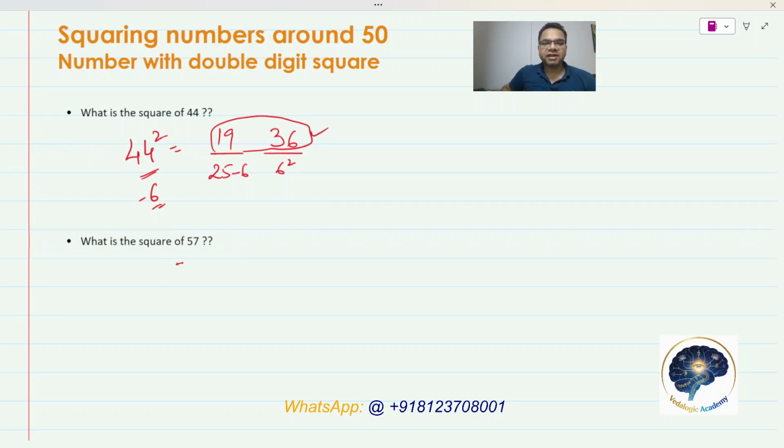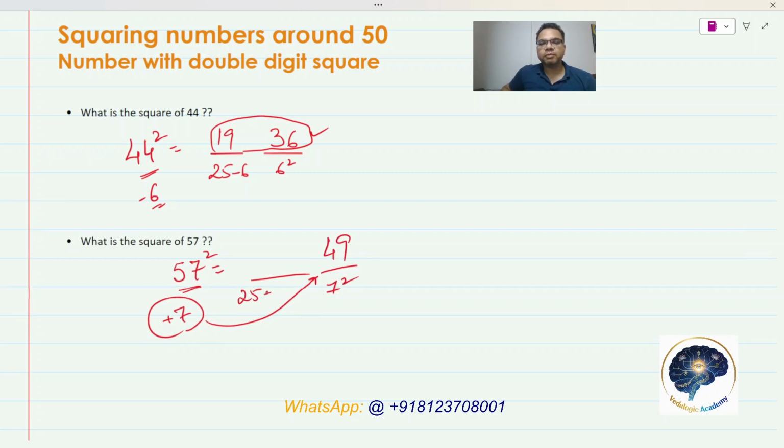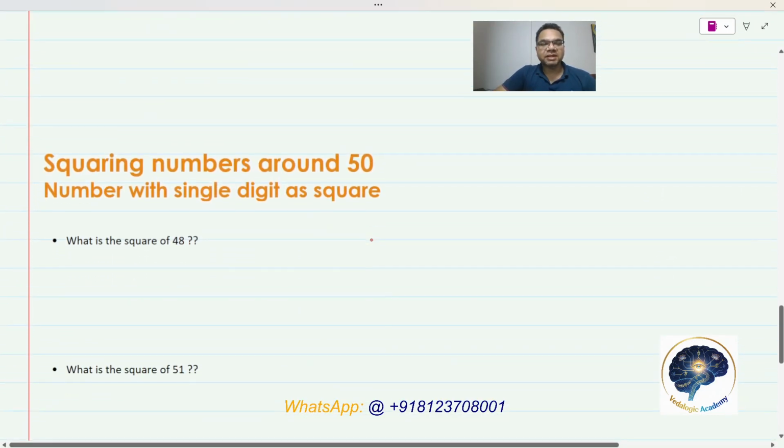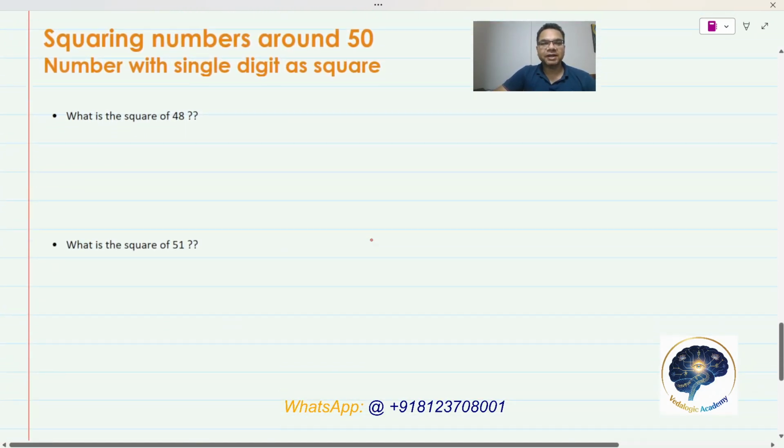Similarly, for 57 square, how do I do? Again, difference of 50 and 57 is plus 7. So 7 square is 49. And for the first part, 25 plus 7, because it is plus 7, right? 25 plus 7 is 32. So this is our answer. Okay. But there is one complication that you will have to handle here.